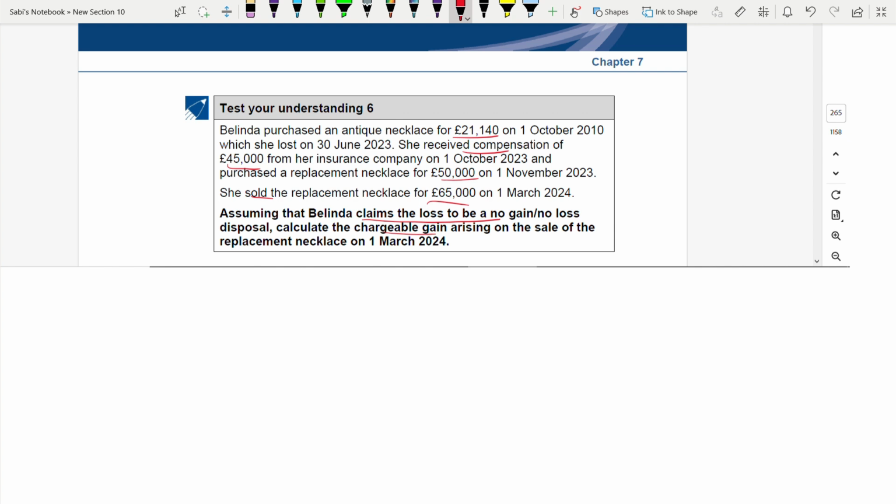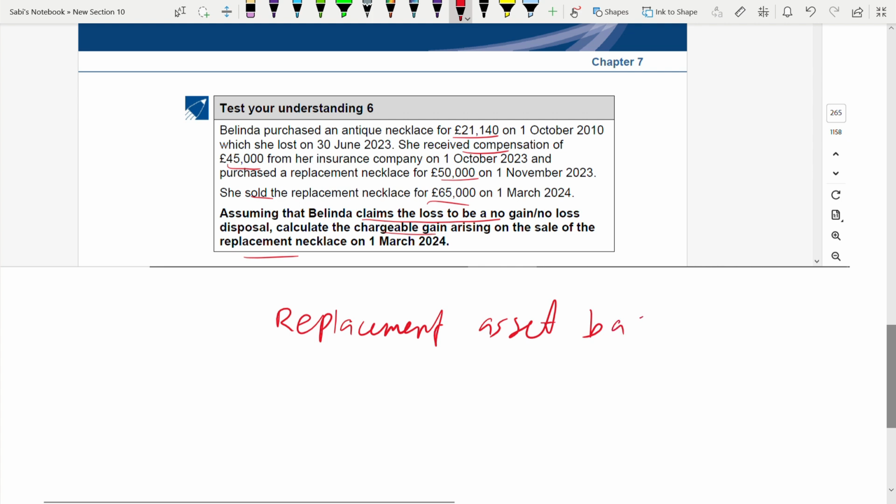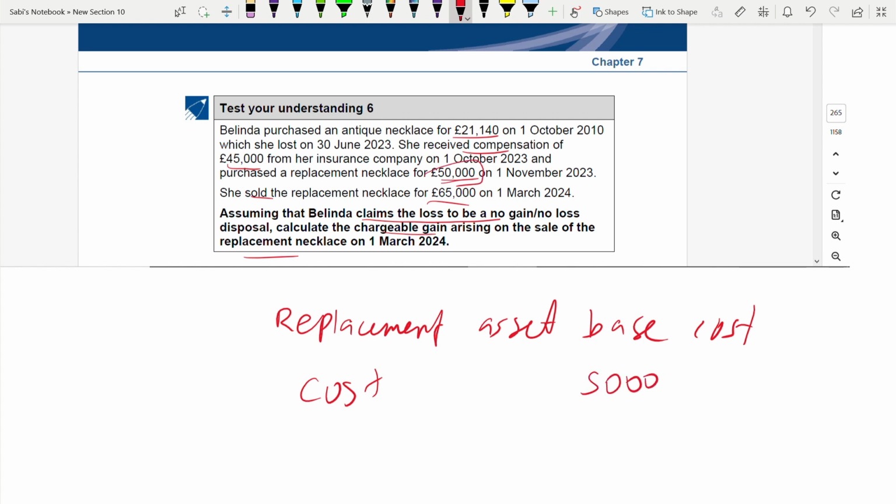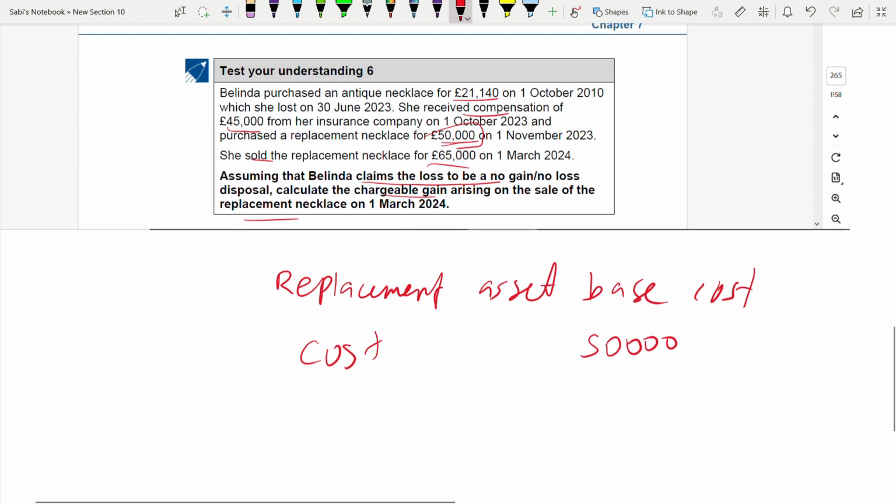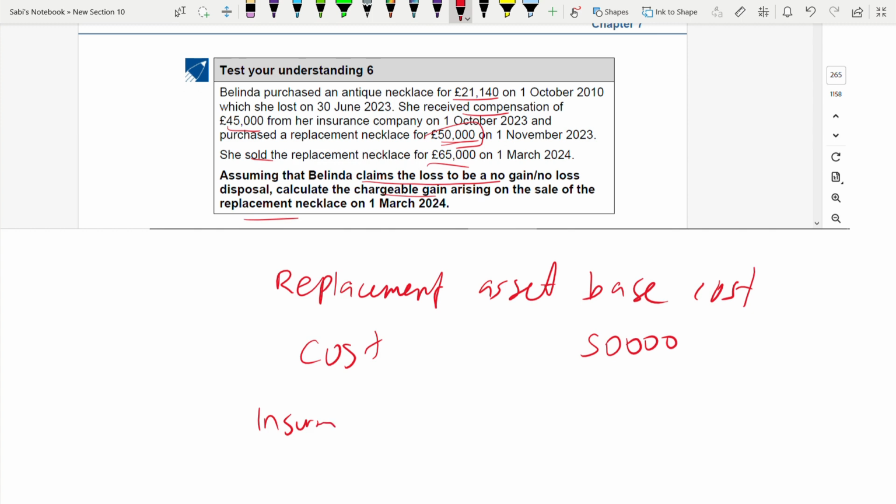What happened? Remember, whenever you are disposing the replacement, first you have to find the replacement asset base cost. Otherwise you can't find the gain when you're disposing it. So this is how you find. First you get the cost of replacement asset, not the original necklace. 50,000 is the cost. Then what is the insurance proceed? Check the insurance proceed. 45,000 you have received. From here you will deduct what? Base cost.